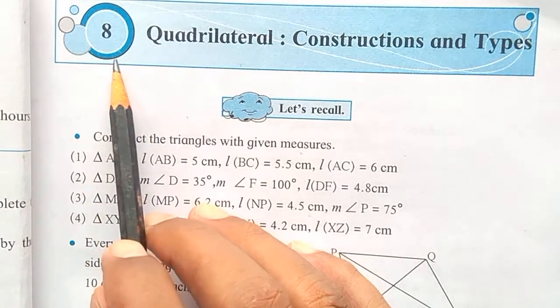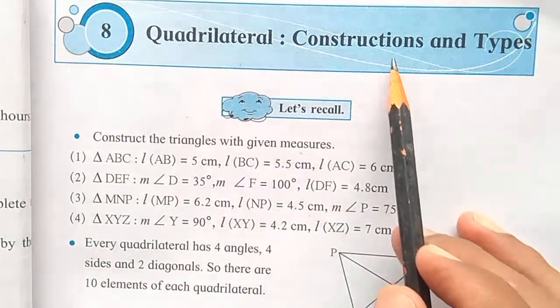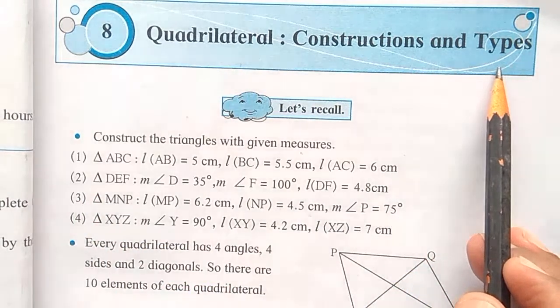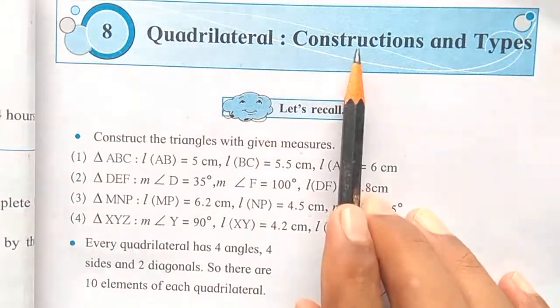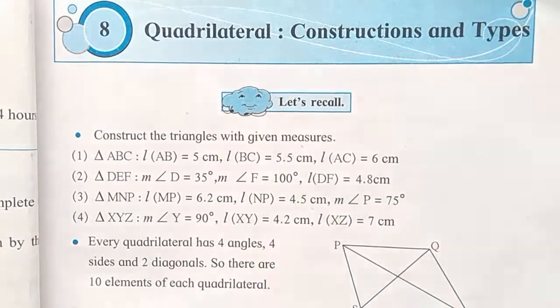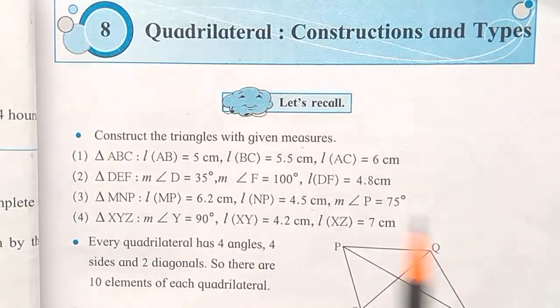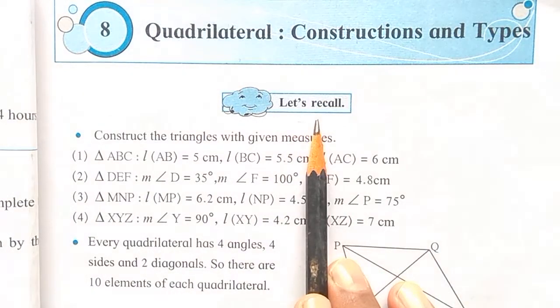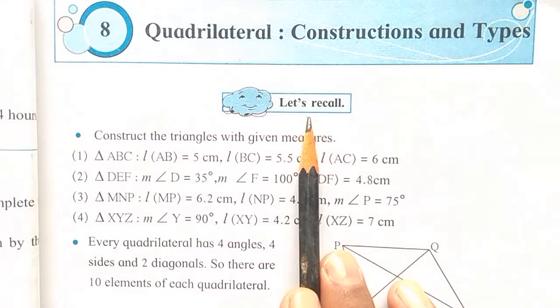Here we begin with lesson number 8, quadrilateral, construction and types. In this lesson we are going to see construction of quadrilaterals as well as types of quadrilaterals. Two things we are going to see parallelly. Let us recall point. Let us recall whatever we have learned in previous classes.